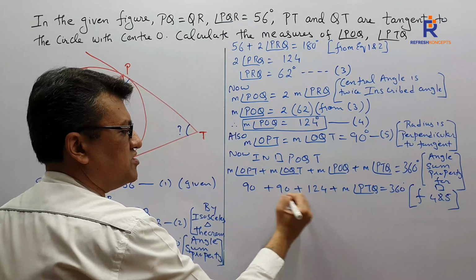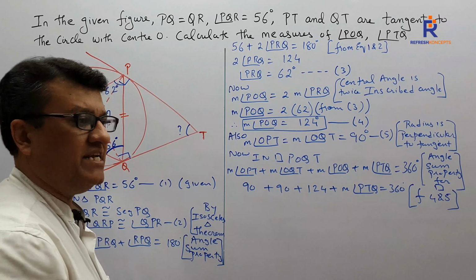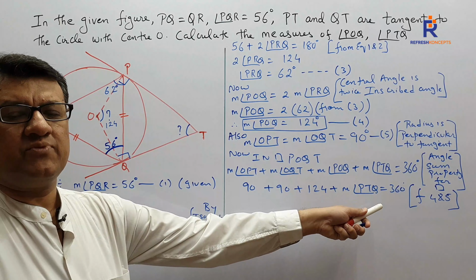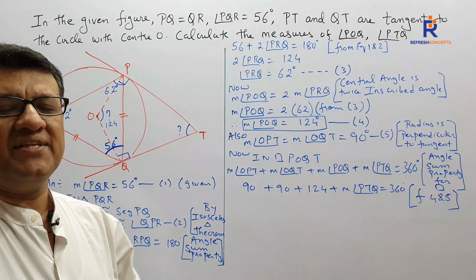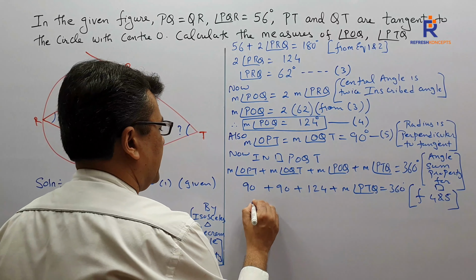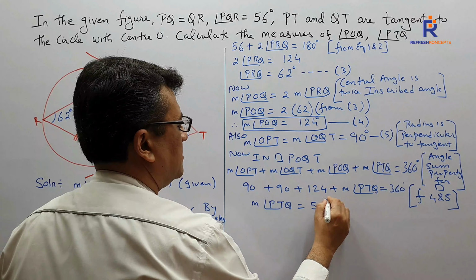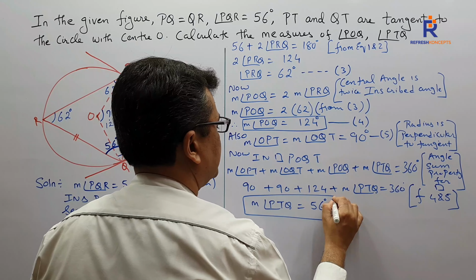What next? You sum up 90 plus 90, 180. Then 124. Or you can say 360 minus 180 is 180. 180 minus 124, the answer is 56. So measure angle PTQ is 56 degrees.